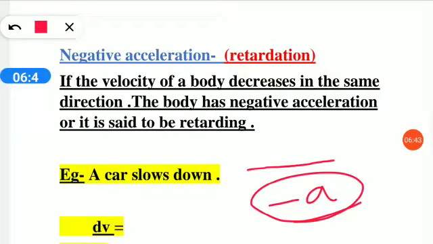A car slows down. Slow means less, negatively its speed is going slow, that is your negative acceleration. So when you are driving a car in a crowded area, when the speed is increasing, meaning velocity is increasing in a particular direction, that is called acceleration. But if you are slowing down your car, that term is called retardation.